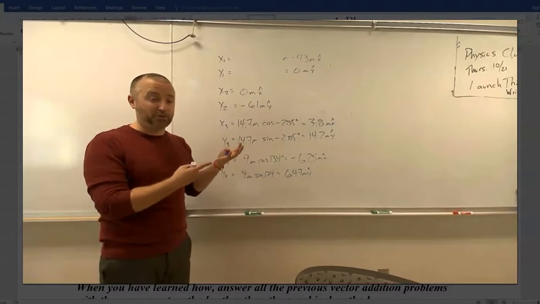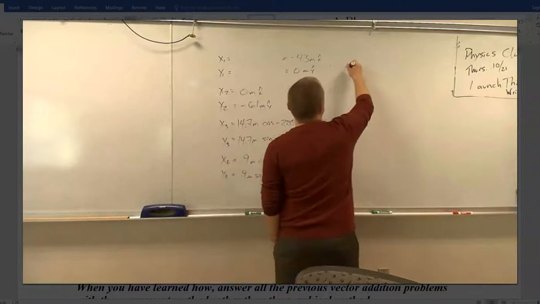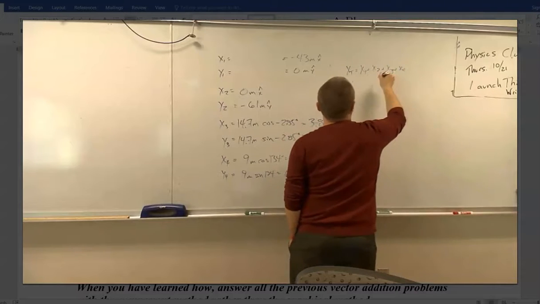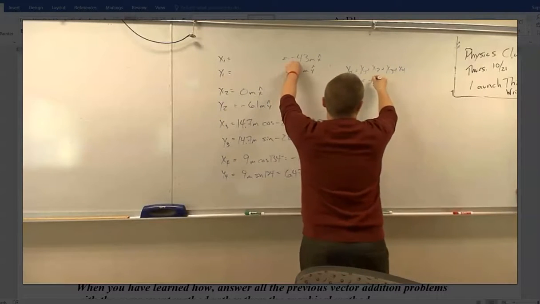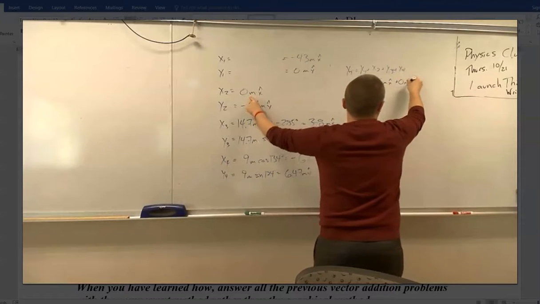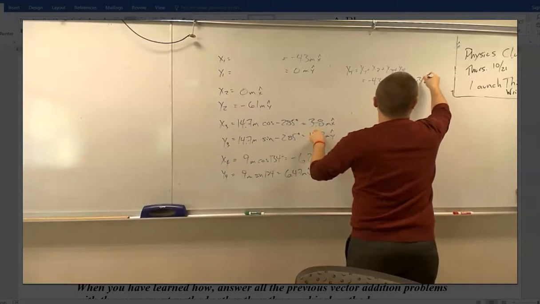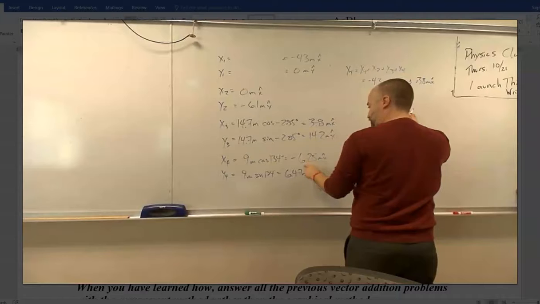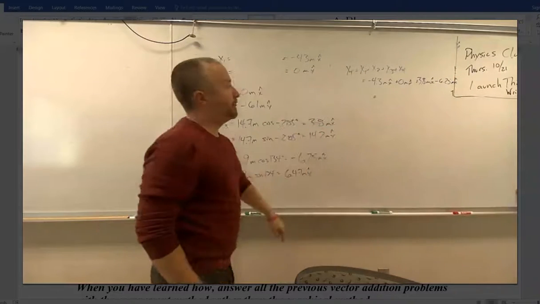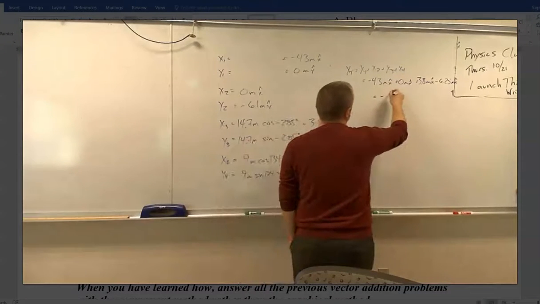After that, the next step is really the bulk of the actual components: simply add all the x's, which way they're going, and add all the y's. So x total is simply equal to x1 plus x2 plus x3 plus x4. x1 is negative 4.3 meters x hat. x2 is 0. x3 is positive 3.8. And x4 is negative 6.25 meters x hat. Add those all up together and you get a total of negative 6.75.